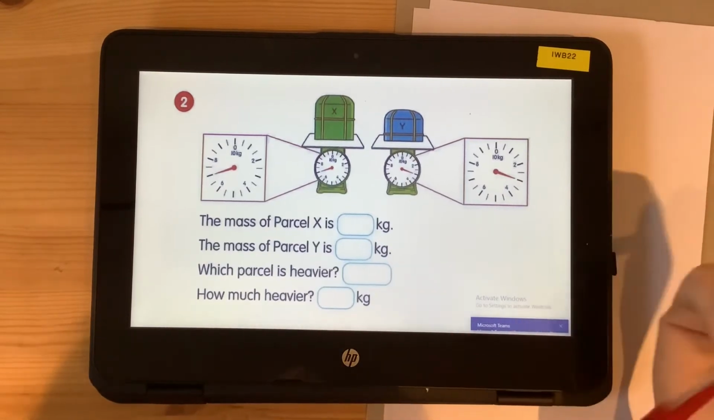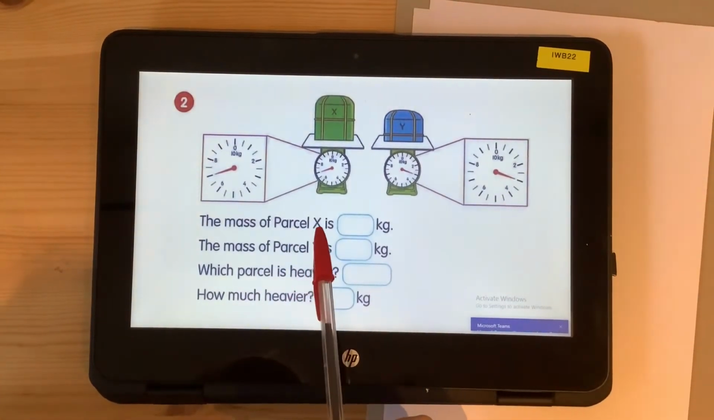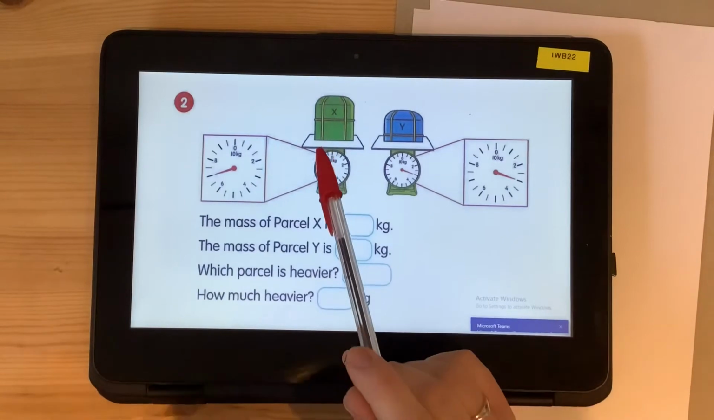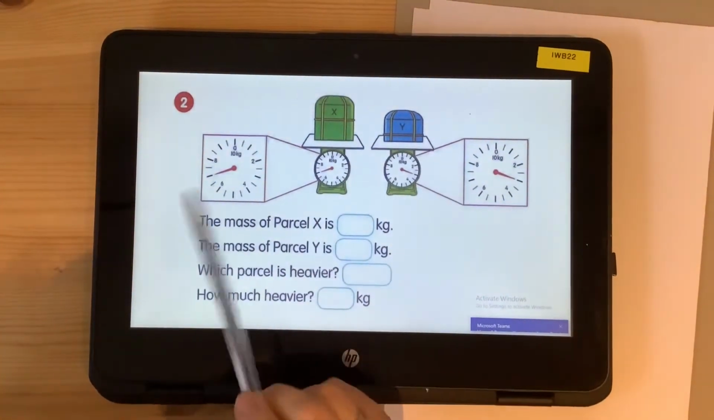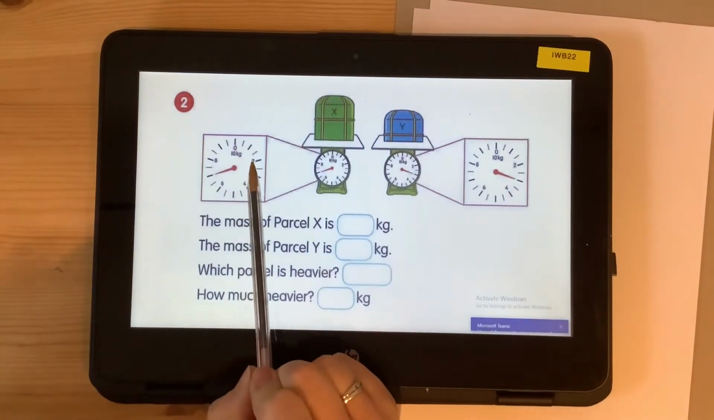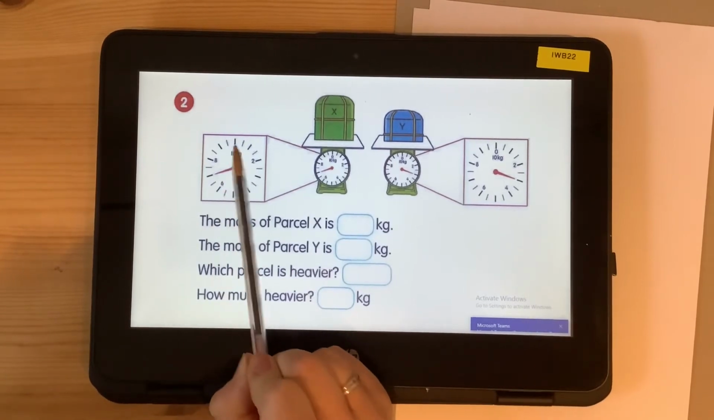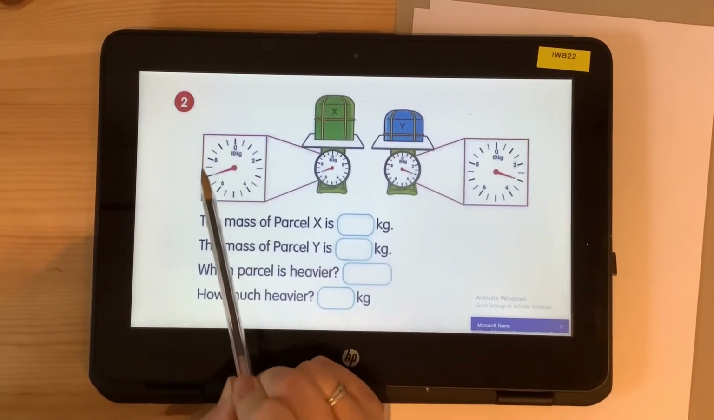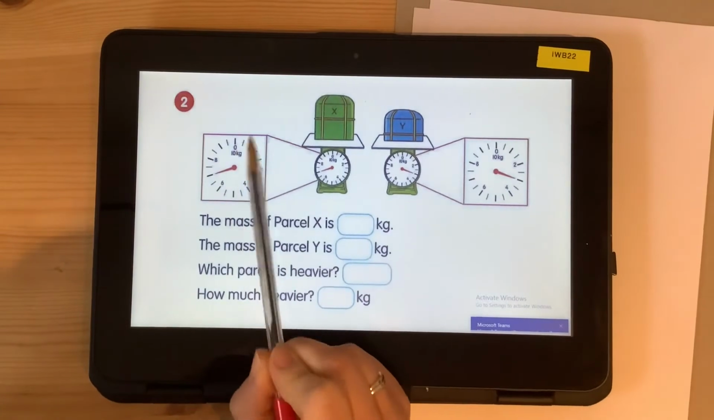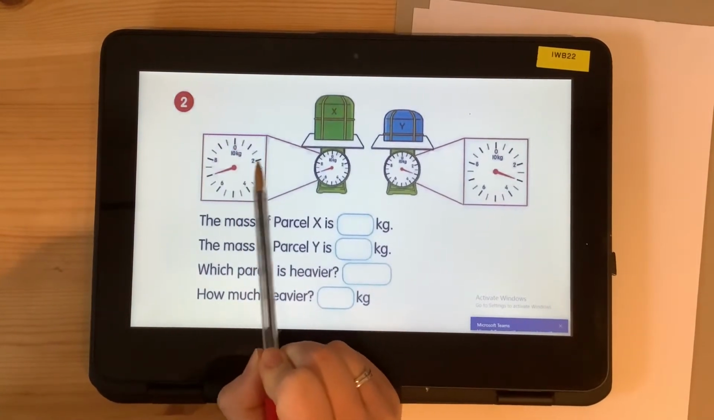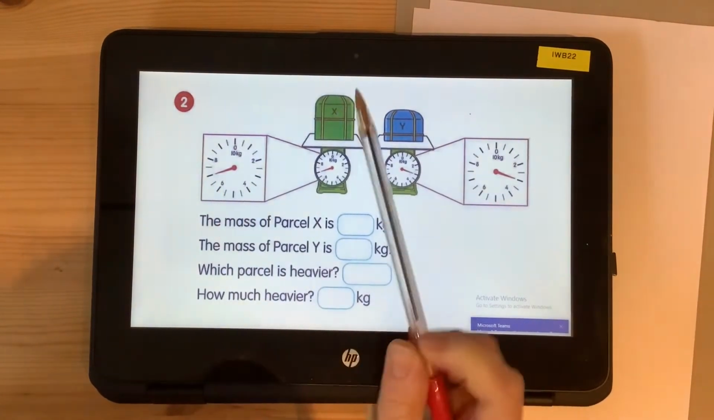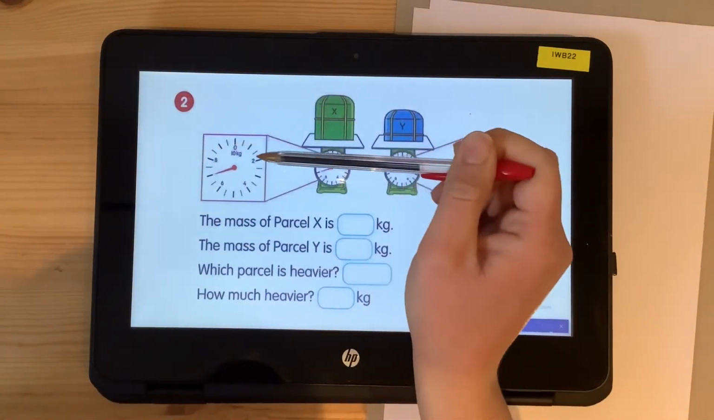So, answers. The mass of parcel X is, well, if we look at parcel X and we look at our scale, we know that going from 0 all the way around to the end is 10. So we know that a complete circle of this scale is 10 kilograms. Our first number is 2, then we've got a 4 and a 6. So I know this is going up in 2s.